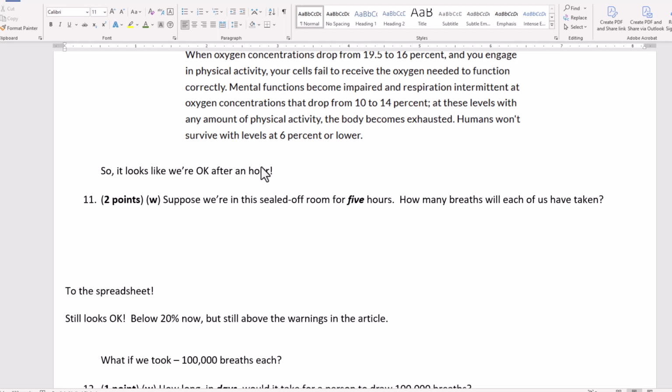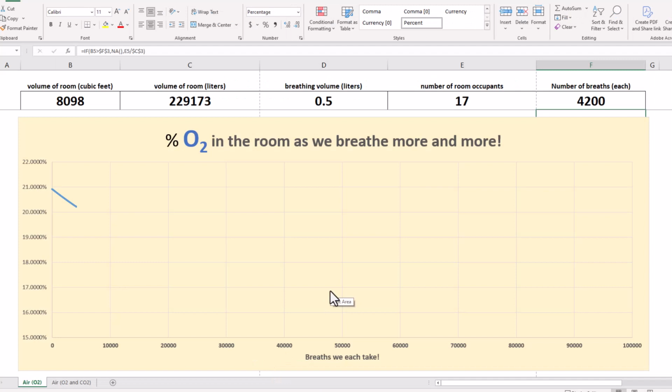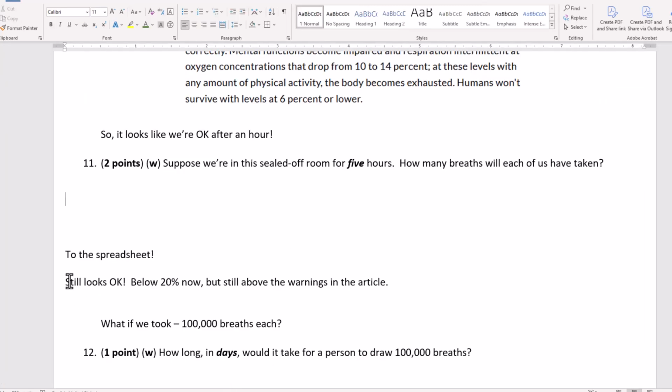All right, so after 5 hours, you now have a number of breaths. Let's see what happens after we all breathe that number of breaths. Just so you know, I'm having you calculate how many breaths you take, but I'm actually calculating in this spreadsheet for the entire room. So check it out. When we went from 1 hour to 5 hours, you can see that the amount of oxygen is dropping. Over here, I said, still looks okay, below 20% now, but still above the warnings in the article.